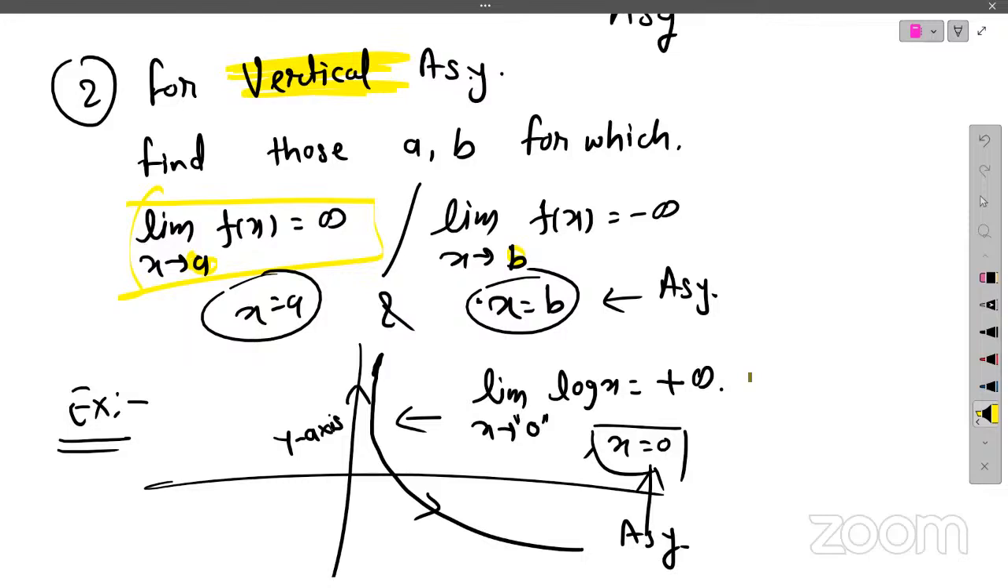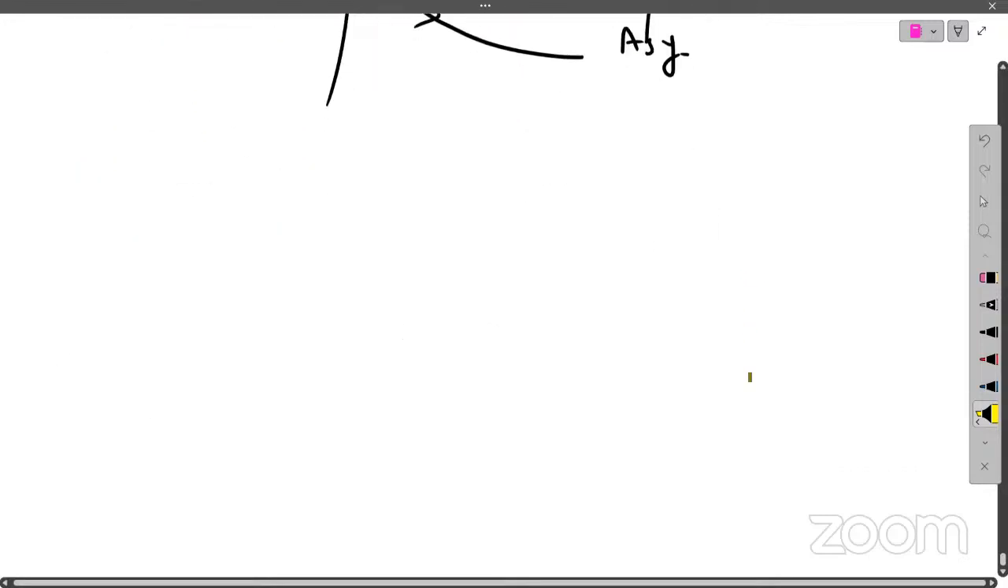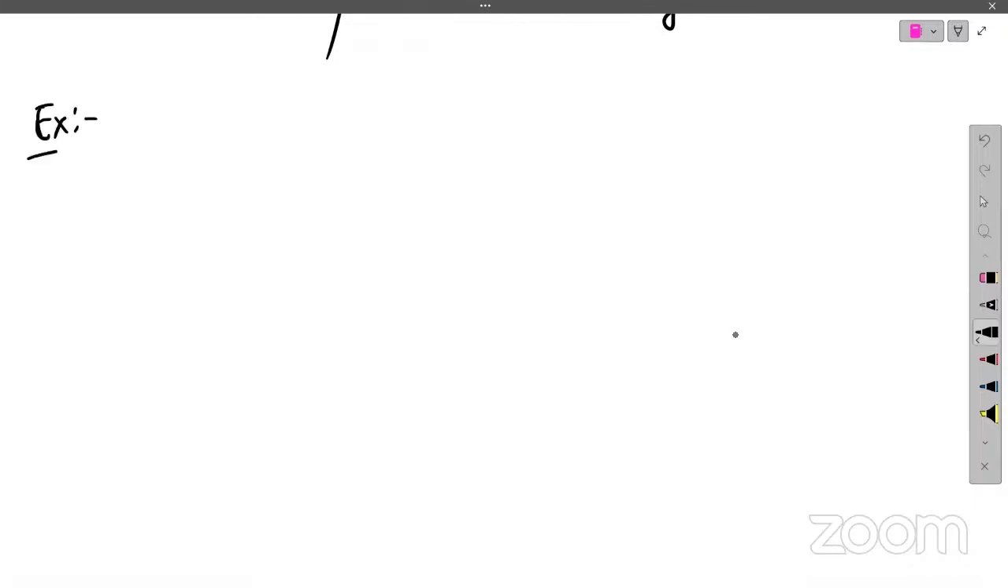Is that fine? Okay, so now let's do one quick example. What will be the asymptote for modulus of log of 3x plus 1?